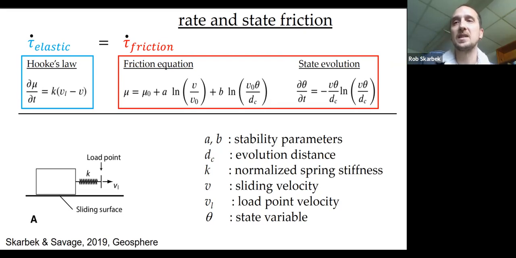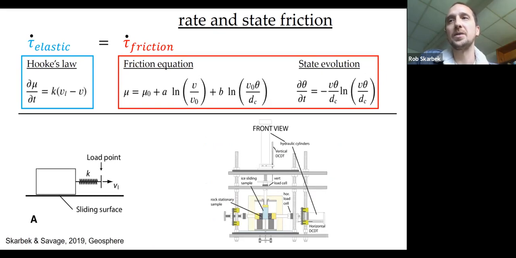There are two equations that you need to determine the friction coefficient. The first equation in this red box gives the friction coefficient mu as a function of the sliding velocity v, and something called a state variable theta. Then there are three empirical parameters, A, B, and D sub C, and those have to be determined from the experiments. The second equation is for the state variable, which has units of time, and it's interpreted as representing the average lifetime of a frictional contact on a sliding surface, but it's a bit abstract. This state evolution equation captures the process of frictional healing during stationary contact. If the sliding surface isn't moving, it gets stronger the longer it sits there.